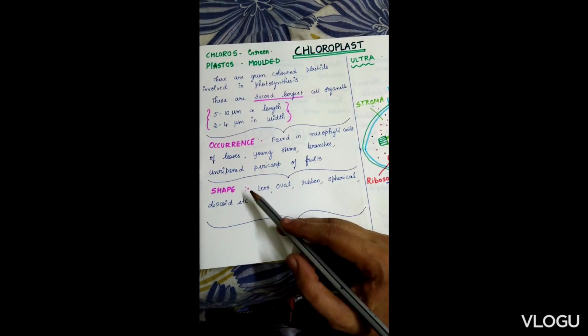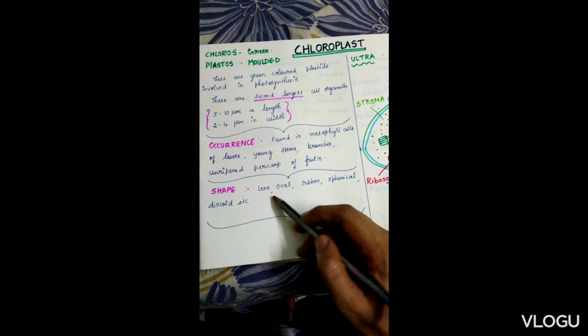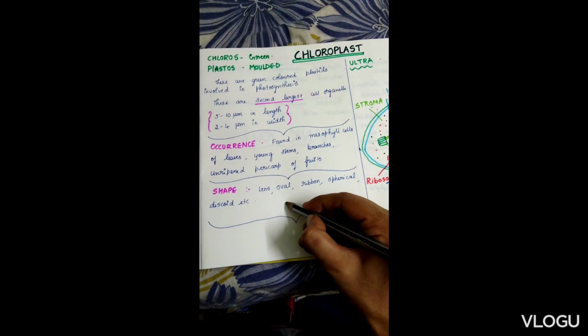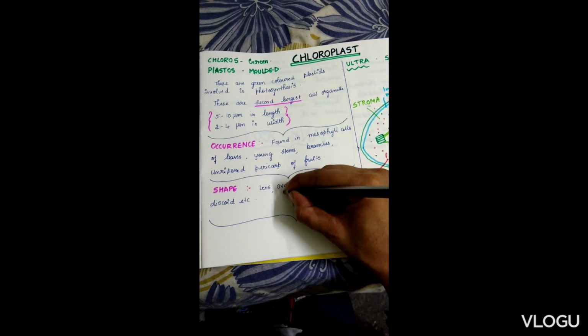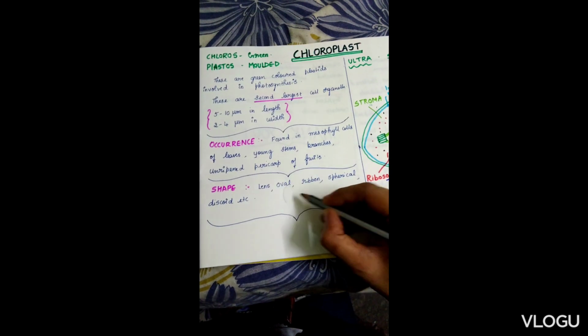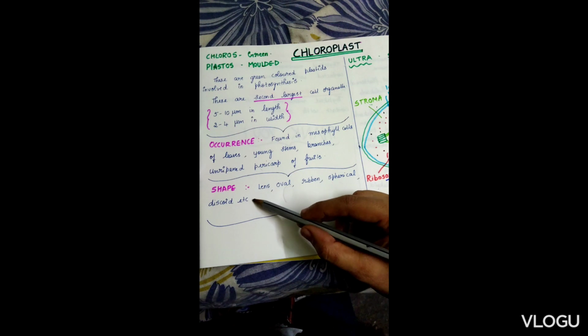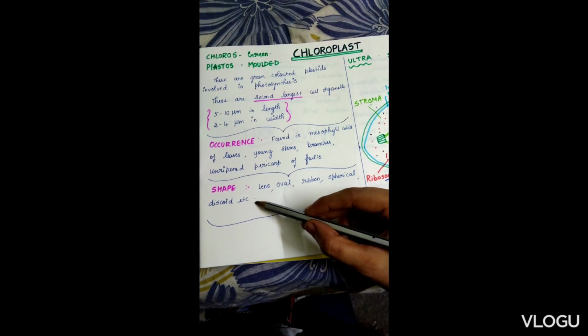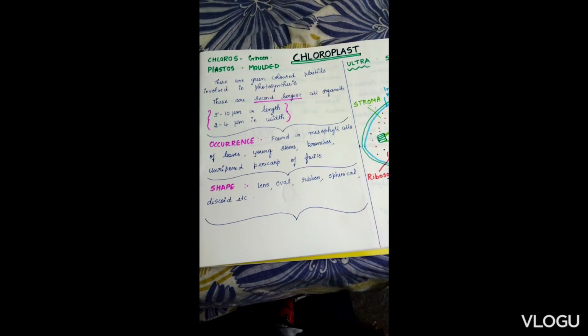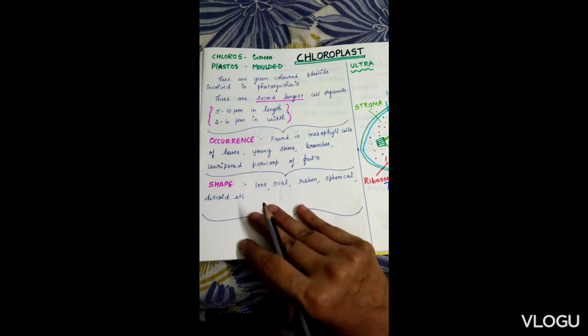Shape of the chloroplast differs. It can be lens shaped or oval shaped or ribbon shaped, spherical, discoid, disc-like, like a CD disc, etc. In algae also, chloroplast shows much variation in shape. In different algae, different types of chloroplasts are seen.